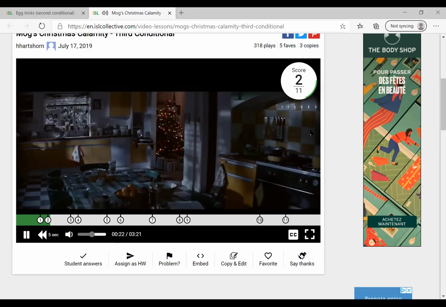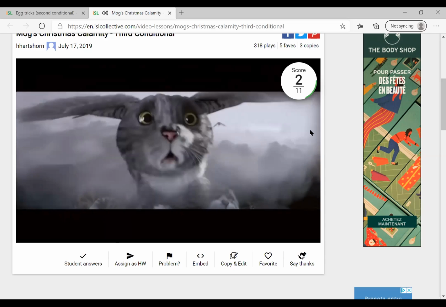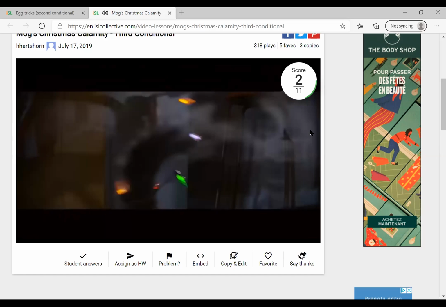Finally, of course, we have Mog. Mog was not dreaming sweet dreams. Mog was having a nightmare. Nightmare.